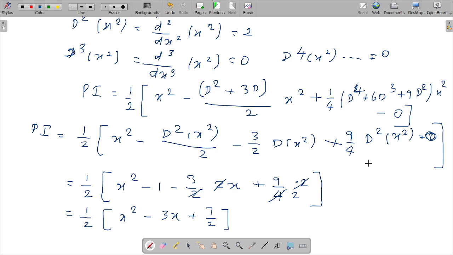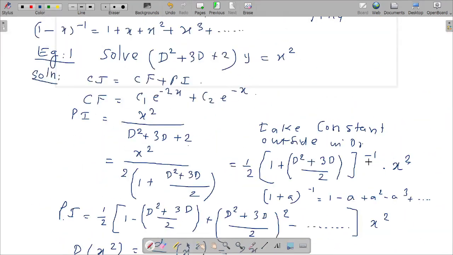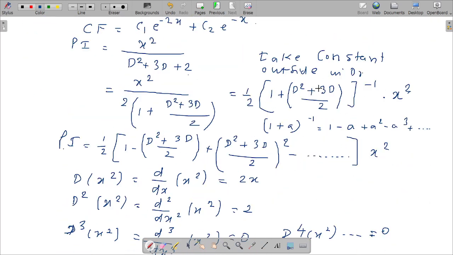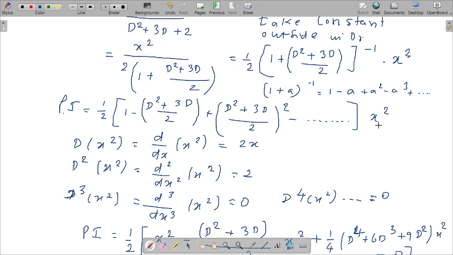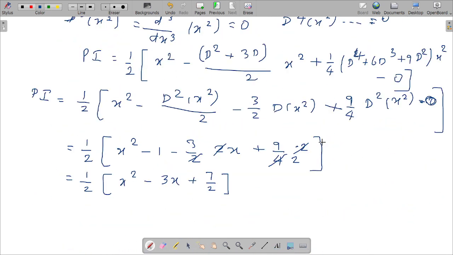Okay, so this is the way to find the particular integral in case the algebraic term x square is given. First you take the constant outside in the denominator. When you take the constant outside in the denominator, 1 plus d square plus 3d by 2 will come. Then expand by using the binomial expansion formula. We have to expand up to power 2, based on this x square. For x cube, x power 4, d cube, d power 4 will not come. Therefore, after simplifying this, you get the particular integral.